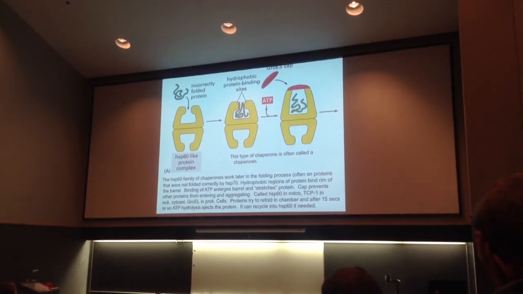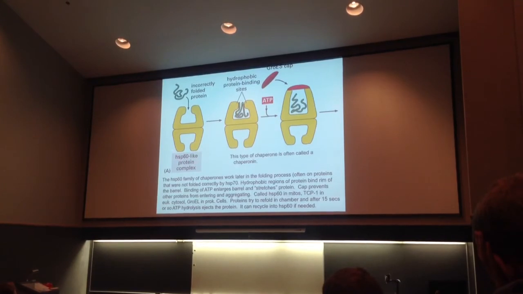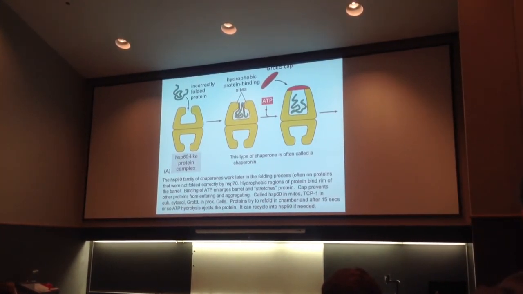Okay. This is another type of chaperone. And this diagram is actually one that's found in HSP60. HSP60 is found in eukaryotic cells in mitochondria. In prokaryotic cells, it's called GroEL, and these subunits are the GroEL, and that's the GroES cap, and this is GroEL down here. So it's called GroEL in prokaryotic cells, and HSP60 in mitochondria of eukaryotic cells.